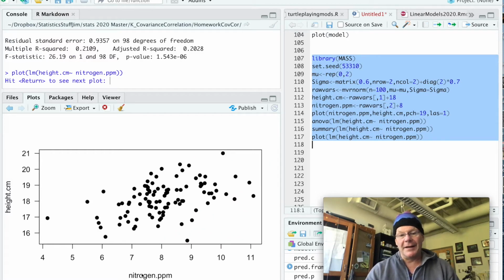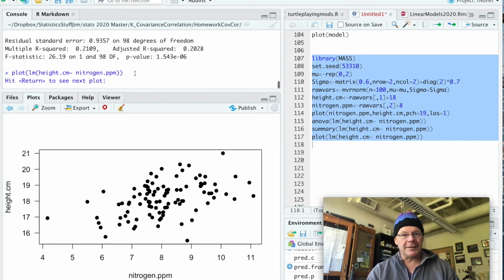But here I've simulated data where I have nitrogen and I have plant height again. And here's all of the data points now. So we have a lot more than 10. Actually, we have 90 more than 10, because I've simulated it so that we have 100 data points.